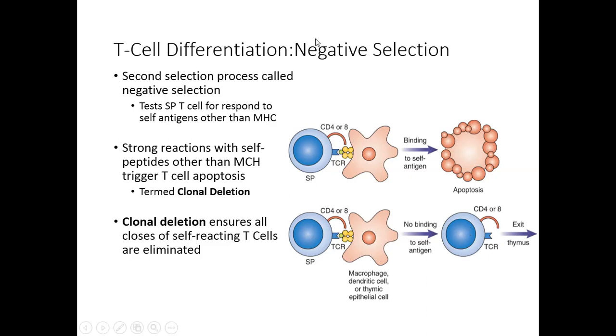So this process of negative selection and the cell death of cells that react to self-antigen is called clonal deletion. What we're saying is that we're going to kill all the clones of the T cell that would possibly react with self-antigen other than MHC. So clonal deletion makes sure that all the clones that come from this one single positive cell are not going to react with self. We don't want anything escaping the thymus that can react with self-antigen.